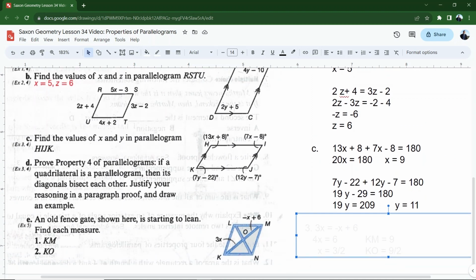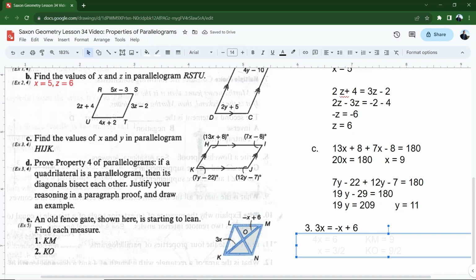And then finally, letter E, an old fence gauge shown here is starting to lean. Find each measure. KM is the whole diagonal. KO is half of a diagonal. All right, well, I know that if this is a diagonal and this is a diagonal, they bisect each other. So it has to be true that half of the diagonal equals the other half.